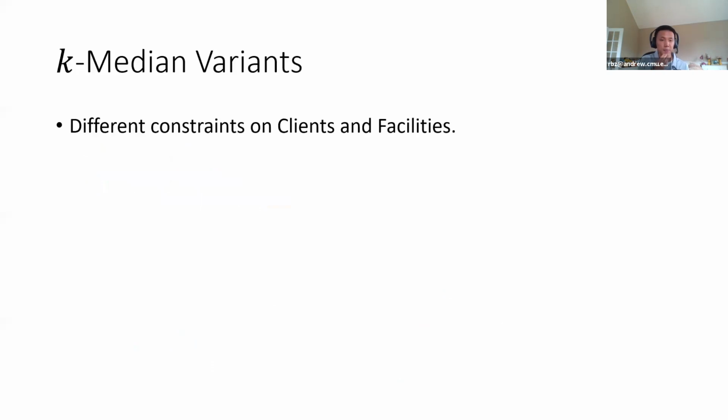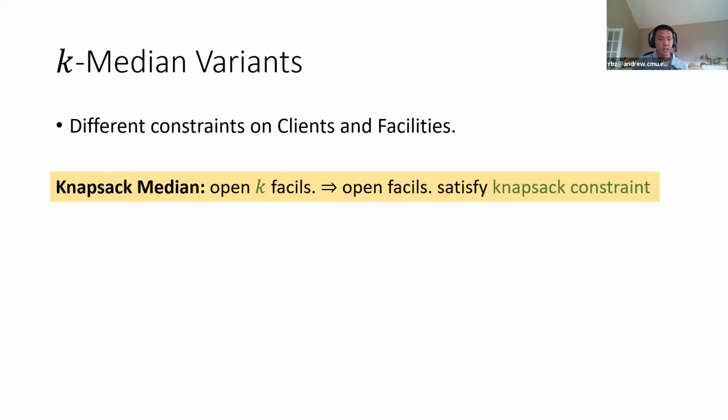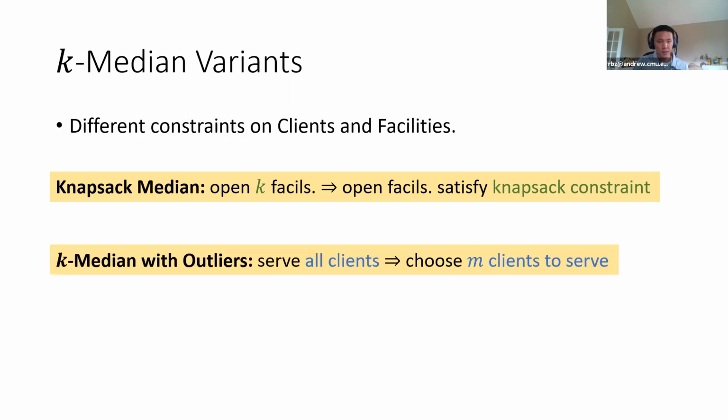Now let's talk about some K-median variants, which we'll study in this work. So how can we generalize K-median? Well, we can place different constraints on the clients and facilities. For example, in the knapsack median problem, instead of opening K facilities, now my open facilities must satisfy a given knapsack constraint. On the other hand, in the K-median with outliers problem, instead of serving all clients, now I'm given another parameter M. I can choose M clients I would like to serve. I don't have to serve all of them in general.